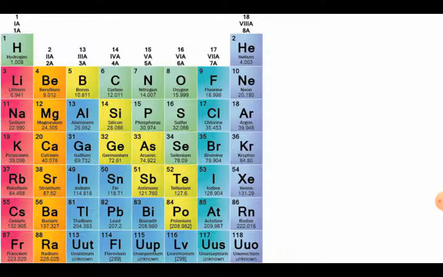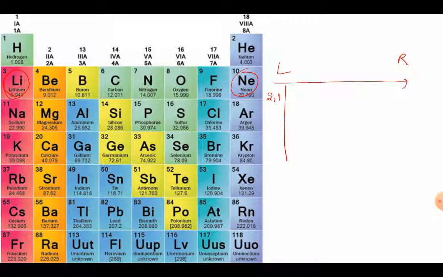But then what about a period? Period means the horizontal rows, that is, from left to right. Now let us take period number 2 over here. Period number 2 means from lithium till neon. If I talk about lithium, the atomic number is 3. Configuration will be 2, 1.